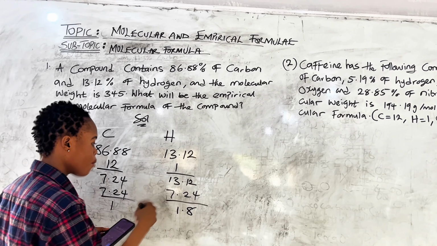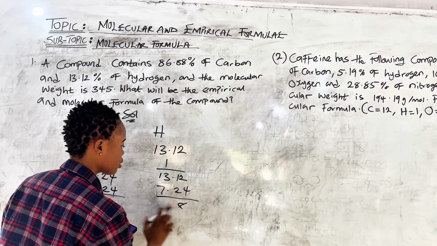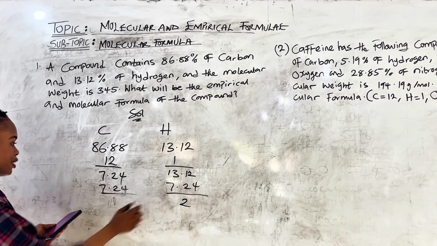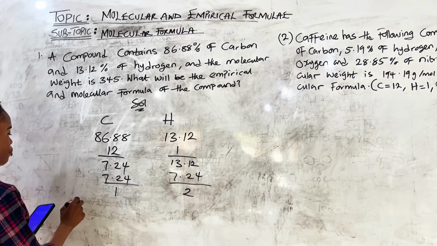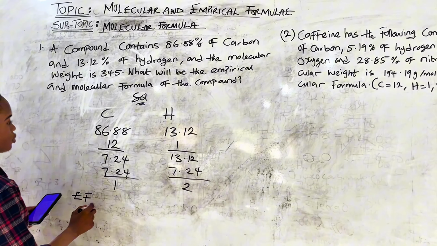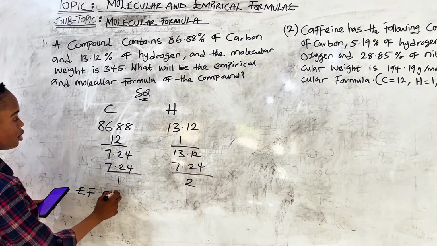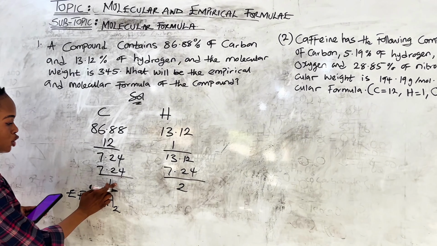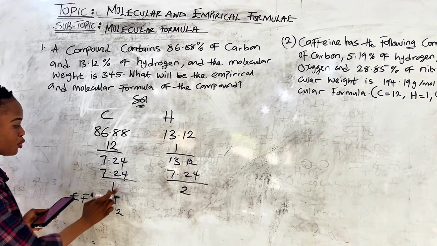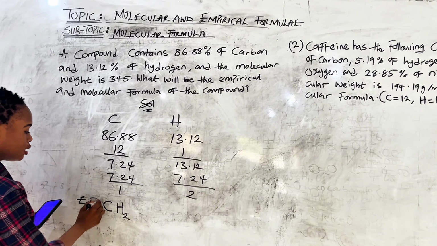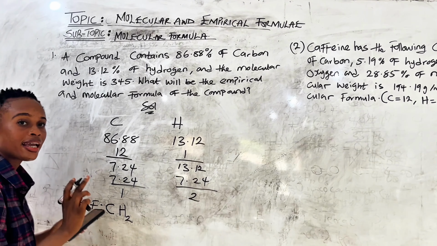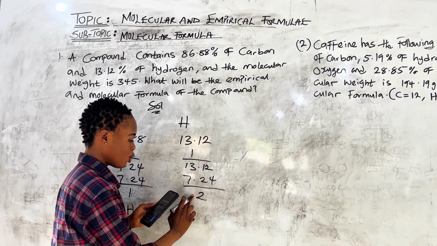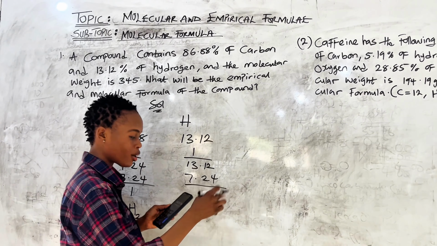Okay, so 1.8. So we can call it what? 2. So since this is 2, meaning that our empirical formula is what? CH2. Why is it CH2? Remember, in chemistry we do not write 1. So because we don't write 1, the formula is simply CH2. So this is the empirical formula.